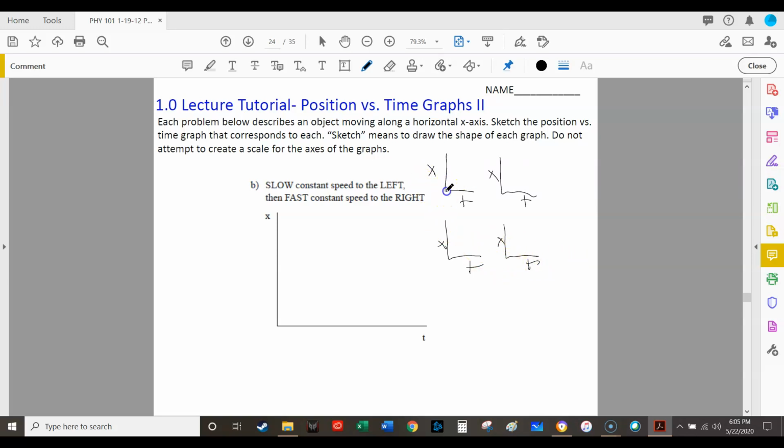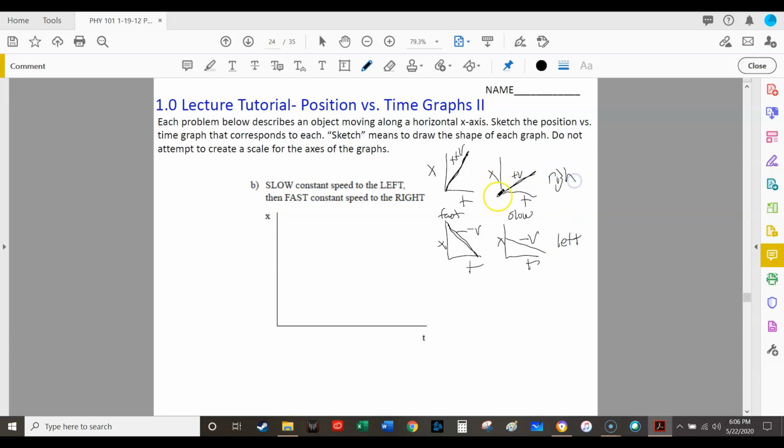So a fast constant speed is going to be very steep versus a slow constant speed and a positive velocity. So this is a very fast positive velocity, and this is a slow positive velocity. 2 positives, 1 positive, right? A very steep velocity to the left is going to have a couple negatives, versus a level one, which is just a negative velocity. So this is fast, and these two are slow. This is to the left, and this is to the right.